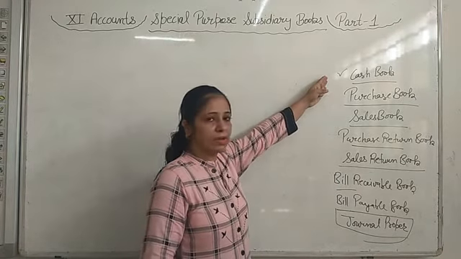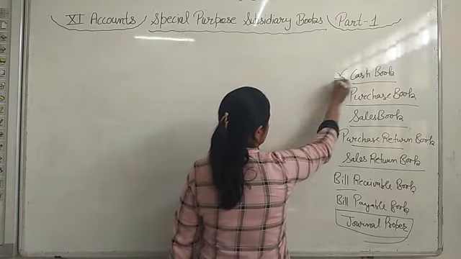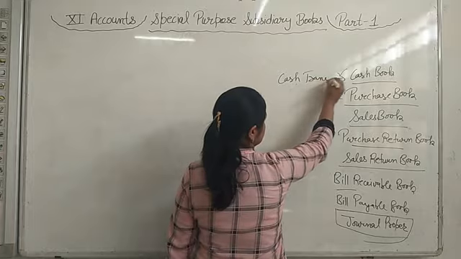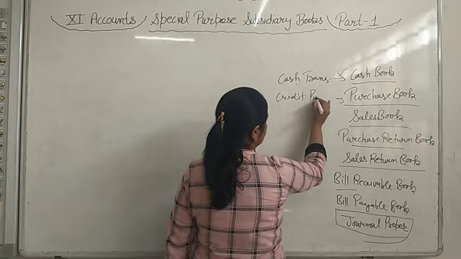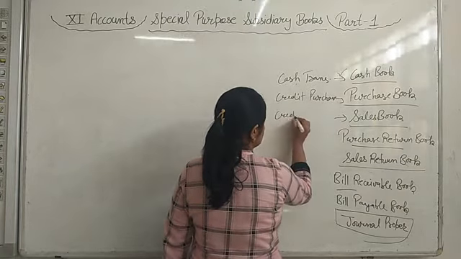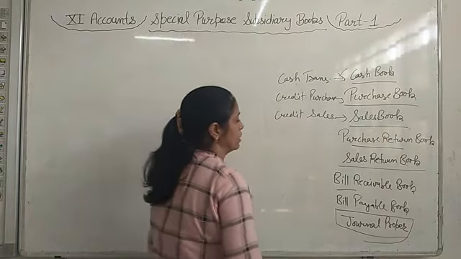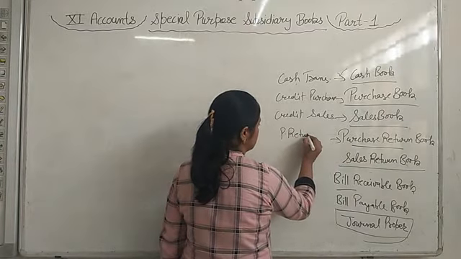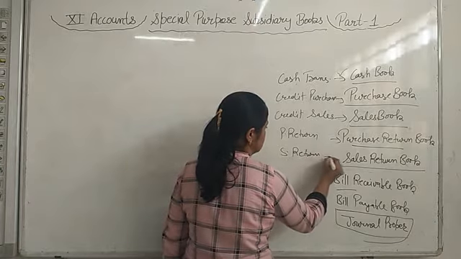Cash transactions we record in the cash book. Credit purchase we record in the purchase book. Credit sale, credit means udhar, we record in the sales book. Purchase return we record in the purchase return book, and sales return transactions we record in the sales return book.